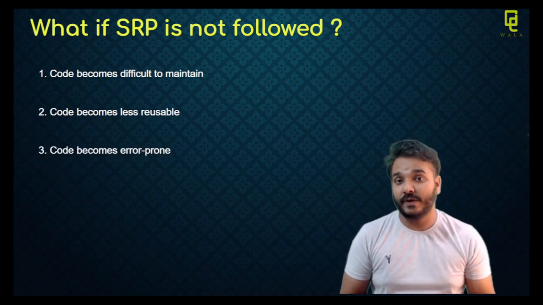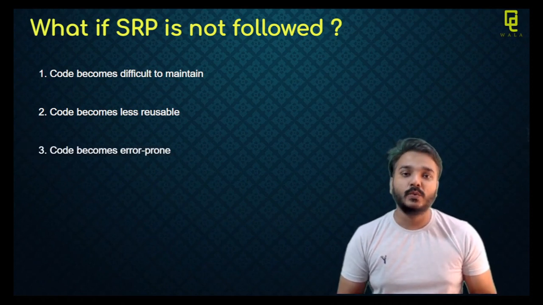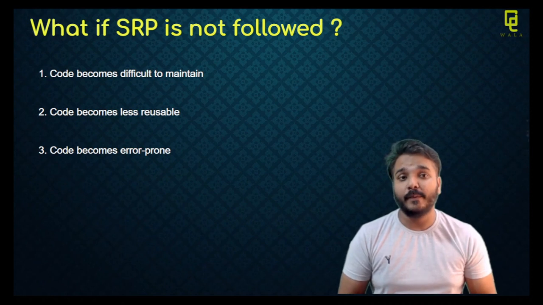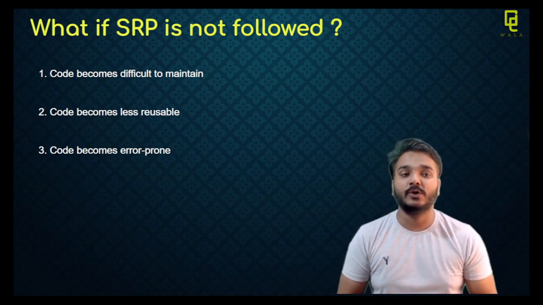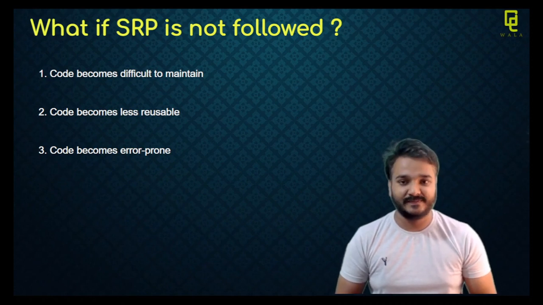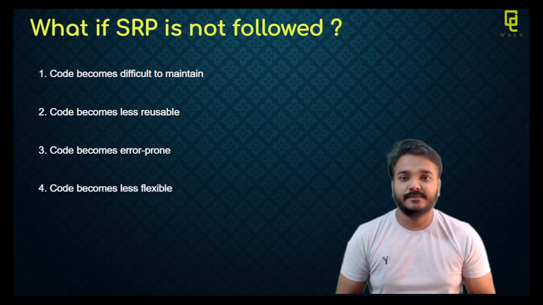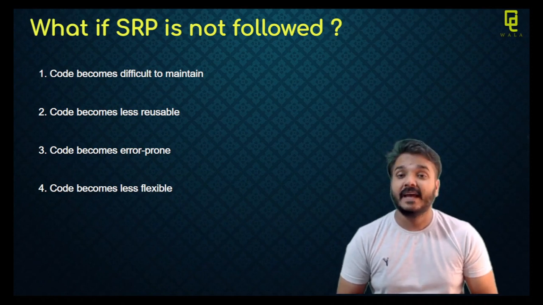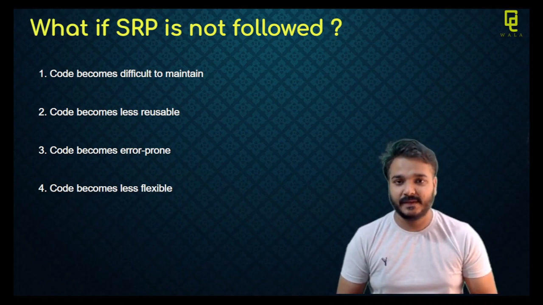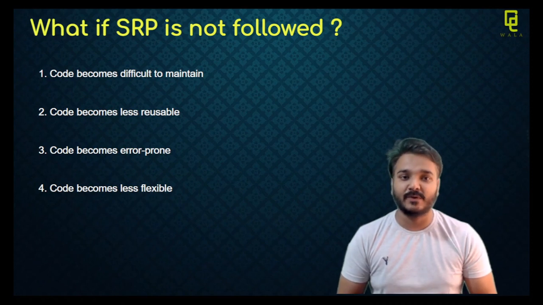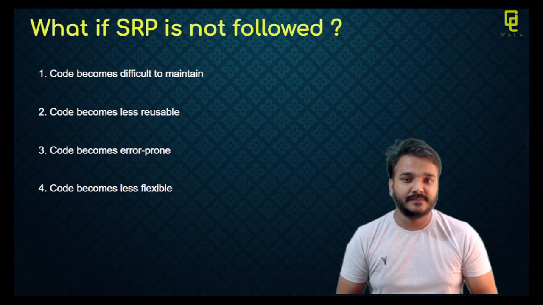Code becomes error prone as well. When we do a lot of things together, we make mistakes and they are hard to catch. If debugging is slow, the release cycle also becomes slow. And last but not least, code becomes less flexible. If a class has more than one responsibility, as we discussed in our first and second examples, the class becomes tightly coupled and a change in one may impact the other. This makes changes rigid.